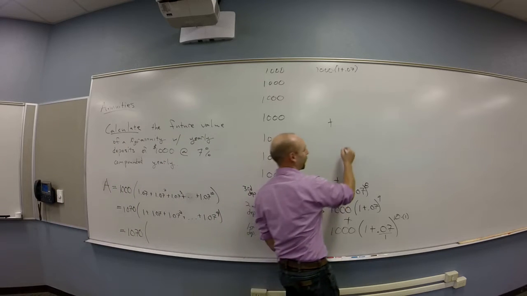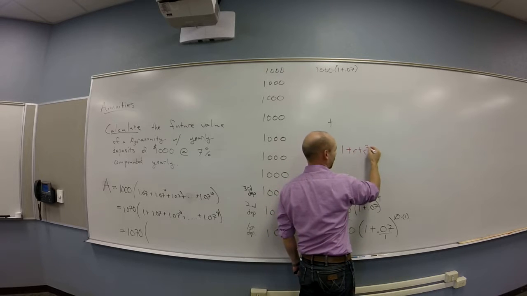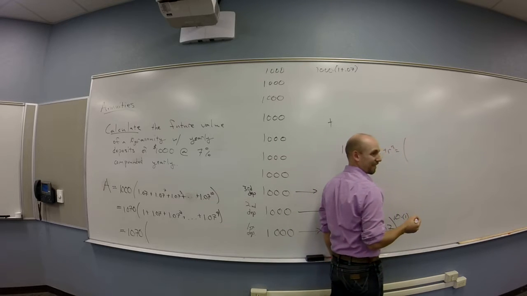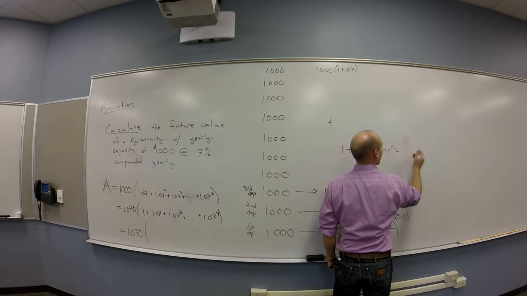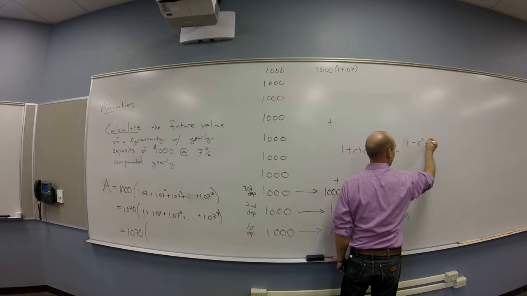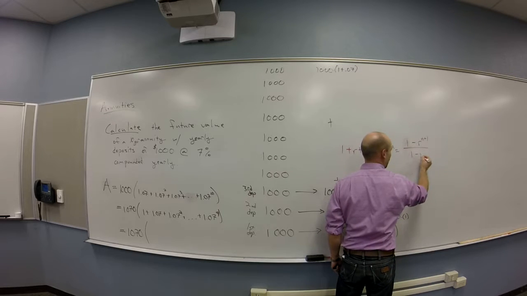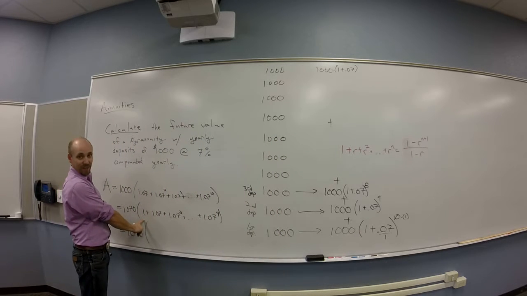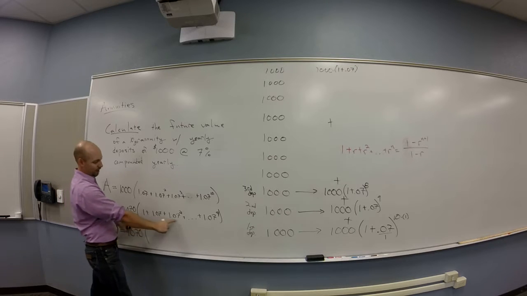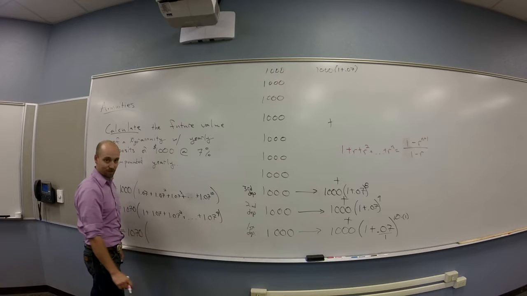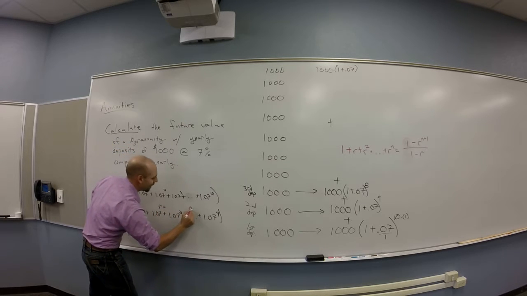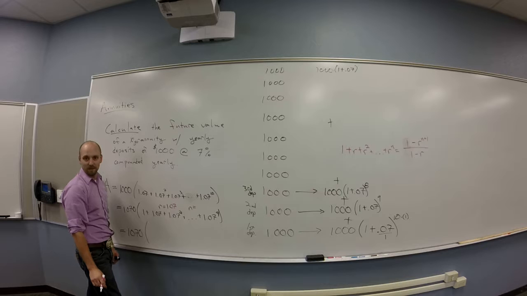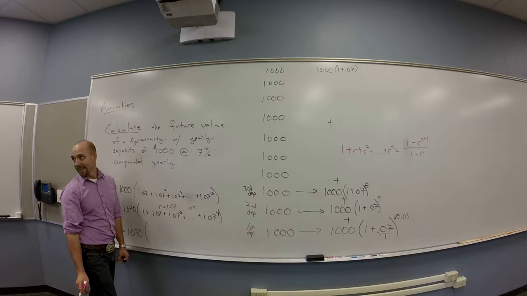So I'm remembering this formula, which was 1 plus R plus R squared, and so forth, up to R to the n, is, what was S? 1 minus R to the n plus 1 over 1 minus R. Okay, so over here, I got 1, I got some number squared, and so on up to some number to the 9th. So what's your R and your n here? R is 1.07, and n is 9.